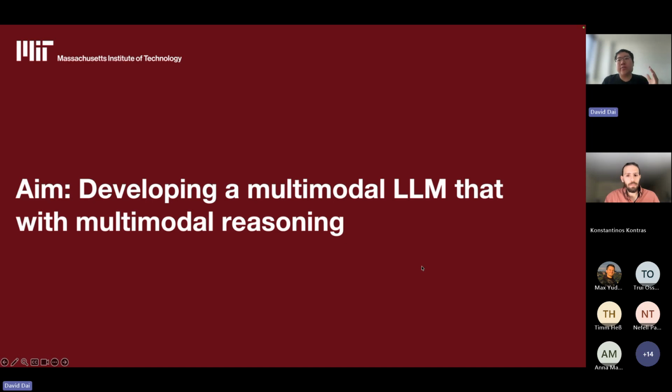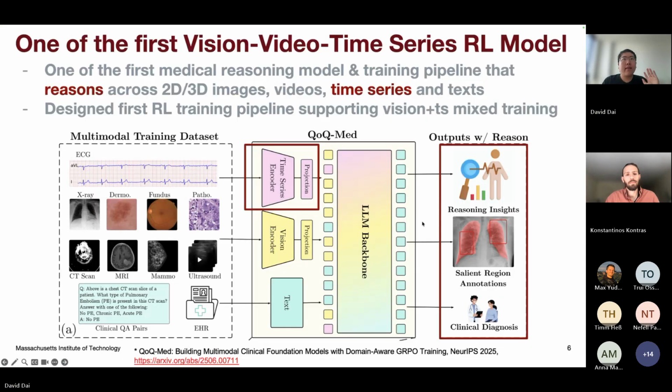To address these problems, there are many challenges we need to solve, but the aim of this project in particular is to develop a multimodal large language model that can reason across multiple modalities. We start by designing the model architecture and then move to the training algorithm design, which is the main focus of this work. The modeling part here is actually pretty simple.